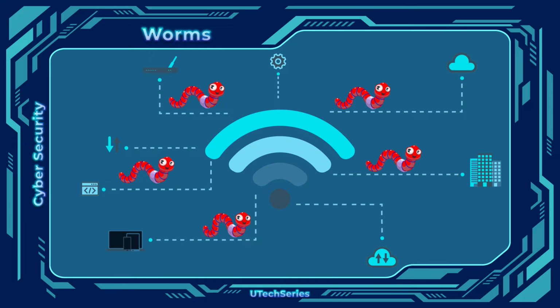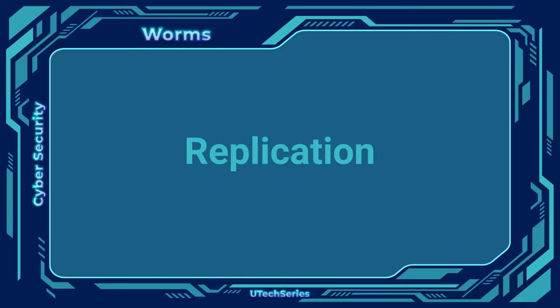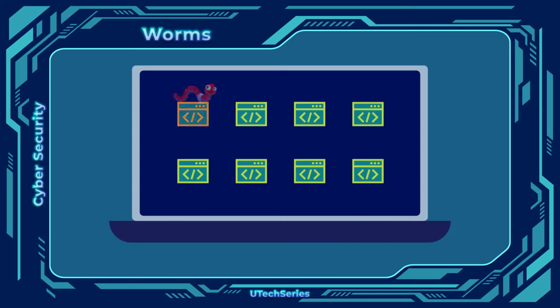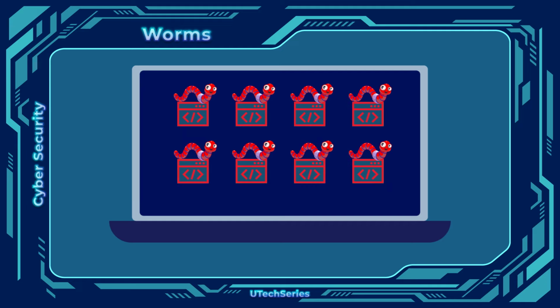Here are key characteristics of worms. Replication. Worms are standalone programs that can replicate themselves without needing a host file. They can spread independently across computer networks or the internet.